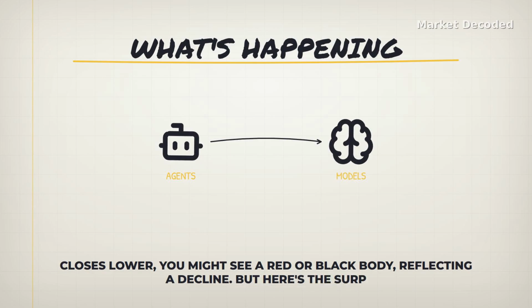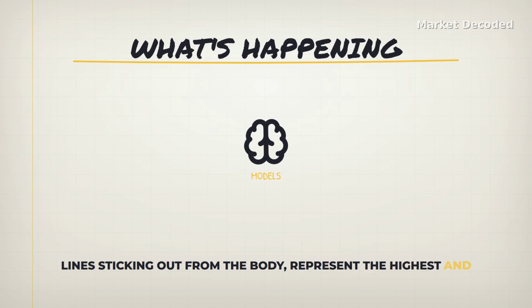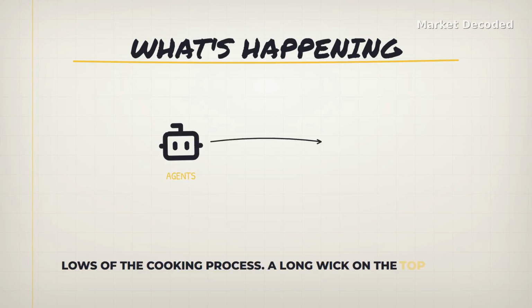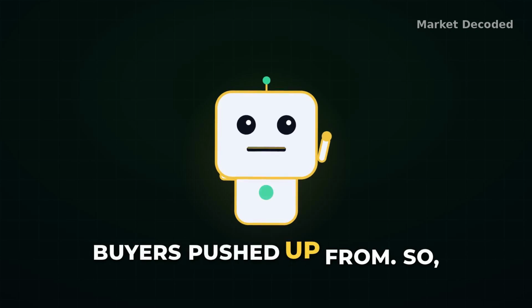But here's the surprising part. It's not just the body that matters. The wicks, or the lines sticking out from the body, represent the highest and lowest prices reached during that time. Think of the wicks as the grill marks on your burger, the highs and lows of the cooking process. A long wick on the top means prices reached a peak before falling back down, while a long bottom wick indicates a significant low that buyers pushed up from.